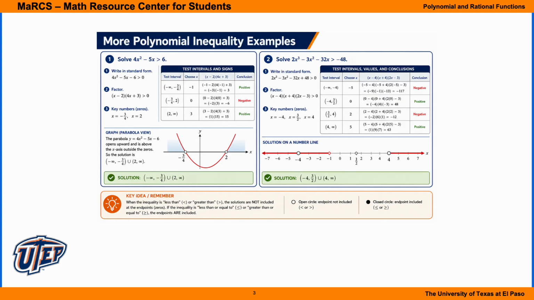So for the interval negative 4 to 3 over 2, we got positive. So that means that the condition holds on that interval, so that'll be part of our solution. And for the interval 4 to infinity, the function is also positive. So that means that the condition holds, and that will be part of our solution. So our final solution is negative 4 to 3 over 2 union 4 to infinity.